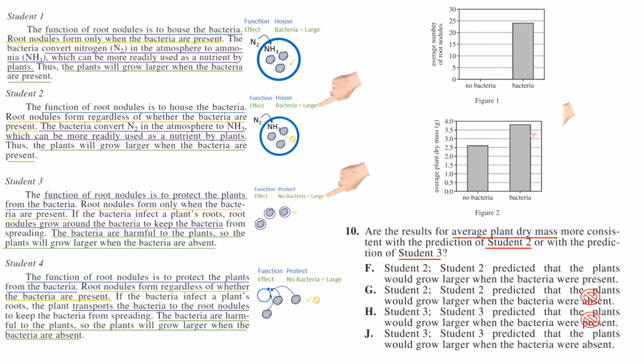So now let's look at the chart. It says with bacteria, there is more dry mass, which means the plant is growing larger. So that means it would agree with student 2, F.